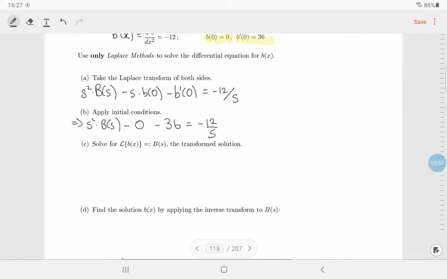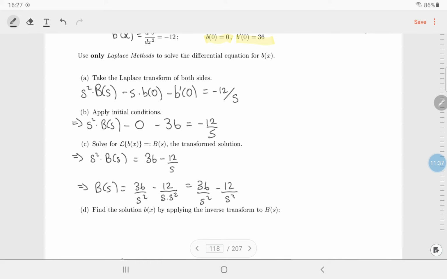So we're going to add the 36 to both sides. So we get 36 minus 12 over s. And now we're going to divide both sides by s squared. It'll get rid of the s squared on the left. 36 divided by s squared is 36 divided by s squared. And then we have minus 12. Now I'm going to write this a bit slow. So it's minus 12 divided by s, but also divided by s squared. So what does that mean? Well, it's 12 divided by s, and also s squared is 12 divided by s cubed.